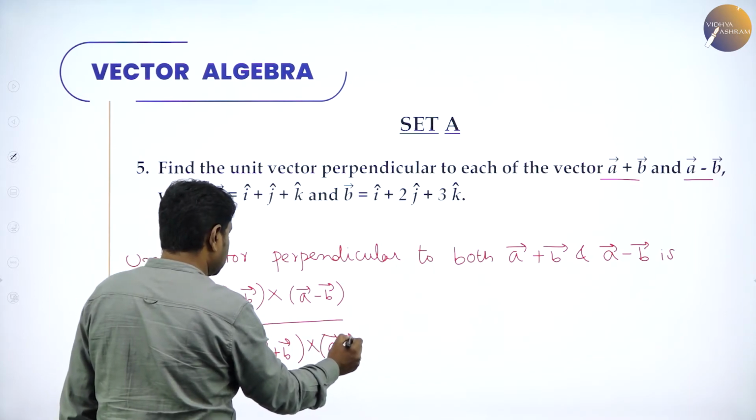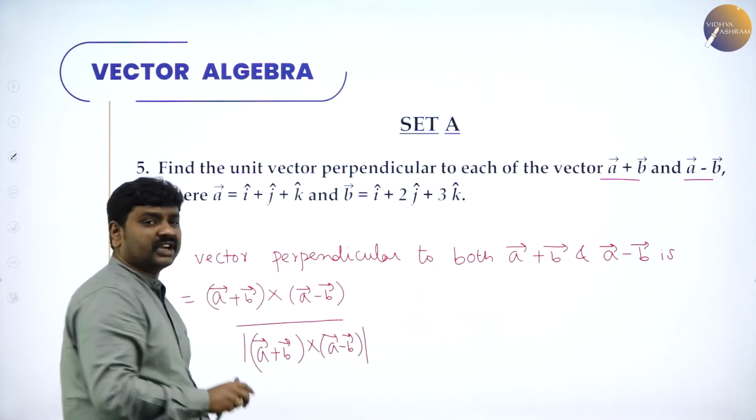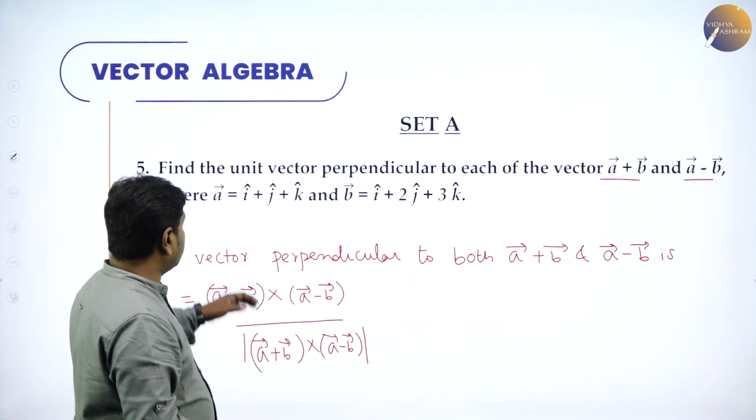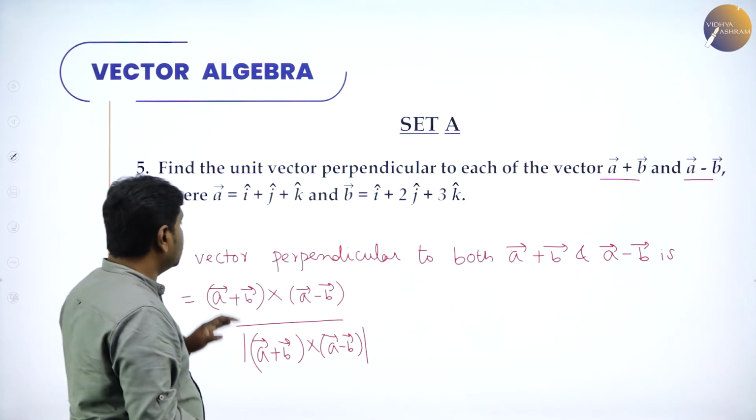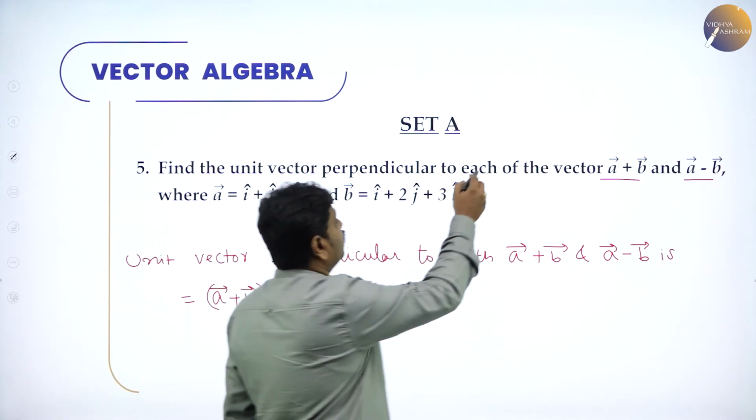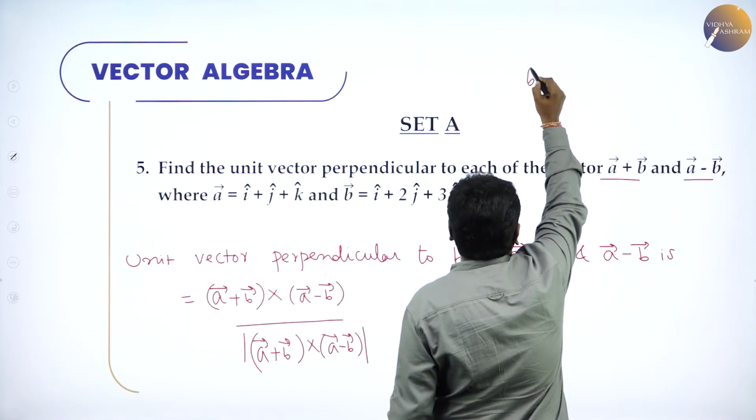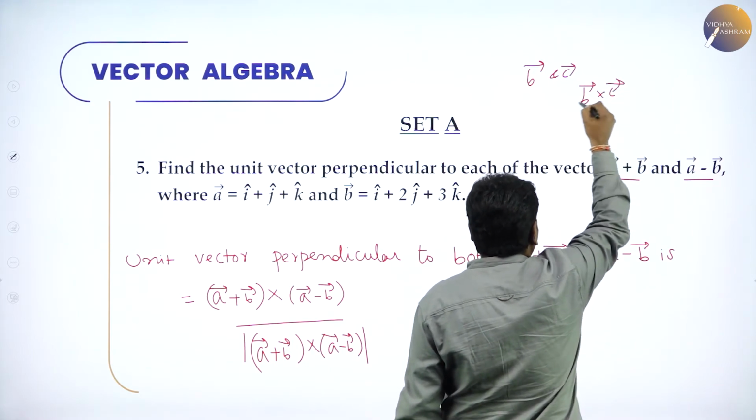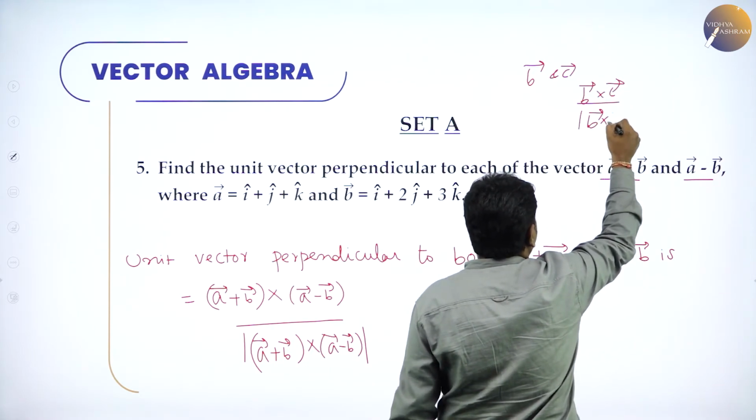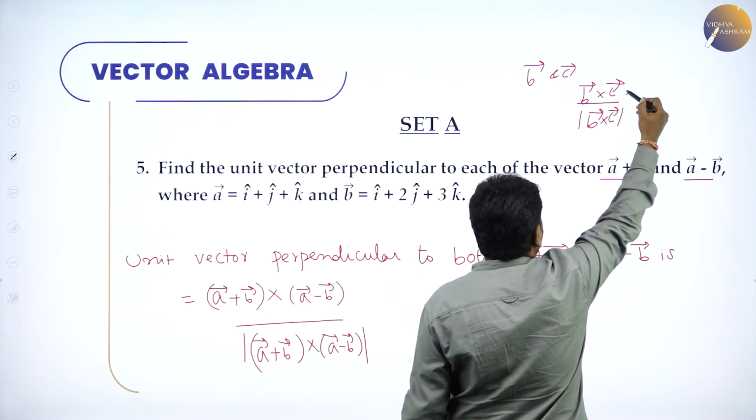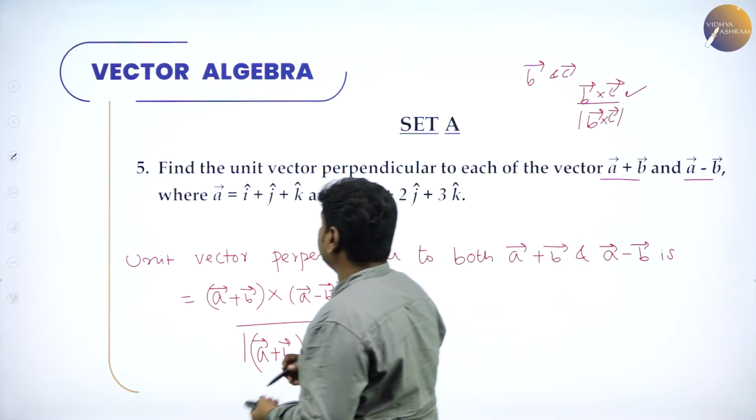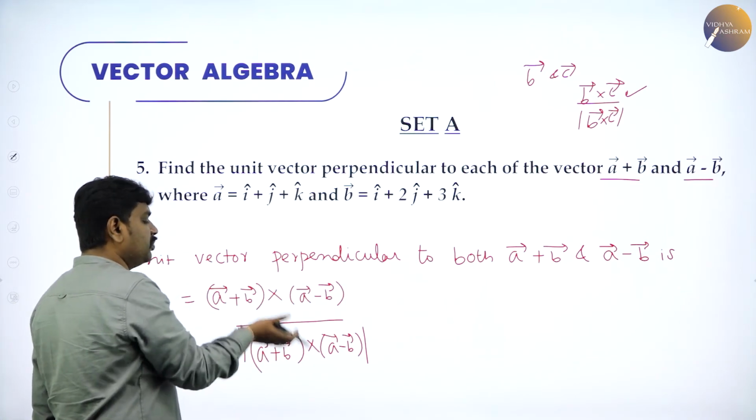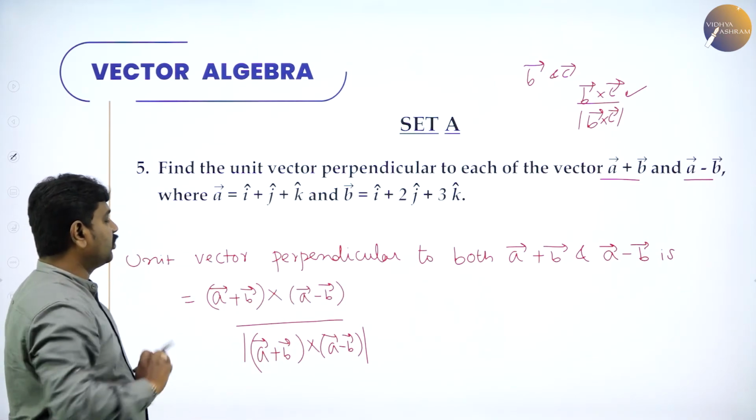Dear students, you know the geometrical meaning of A cross B is a vector perpendicular to both A and B. They want a vector perpendicular to A plus B and A minus B. See, if I want perpendicular to B and C, then the answer is B cross C. If I want a unit vector, divide by magnitude. So this is the unit vector perpendicular to B and C. Like that, if you want a unit vector perpendicular to A plus B and A minus B, the answer is A plus B cross A minus B by magnitude. Writing this formula, 1 mark.